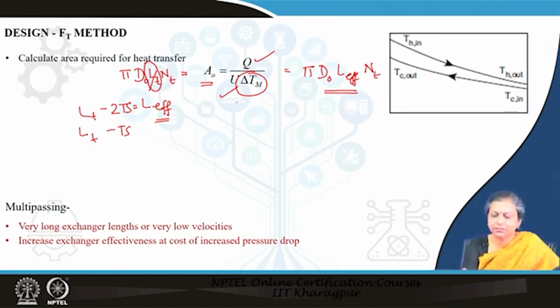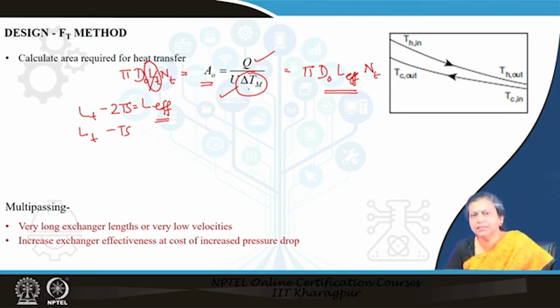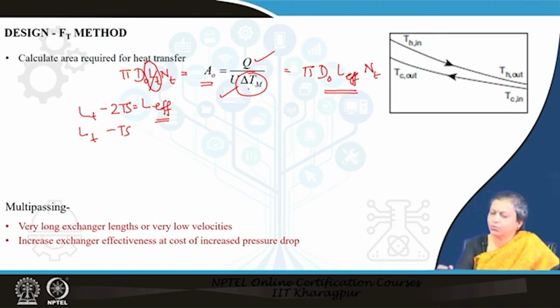Now, in this particular equation, in order to find out A0, quite naturally, just like double pipe heat exchanger, you have to find out the delta T. Now, in double pipe heat exchanger, normally we have counter current flow. I have told you. When we have co-current flow, that has also been discussed.